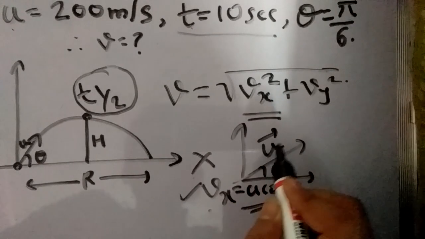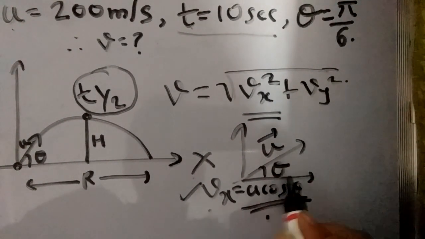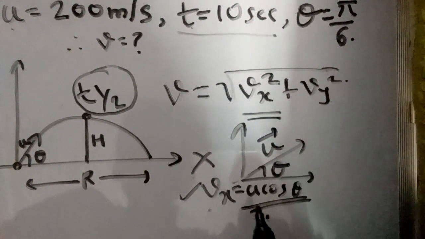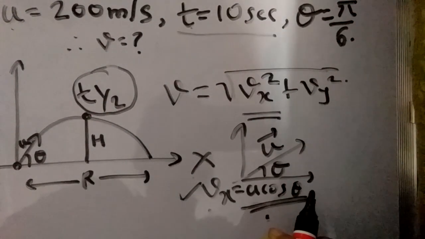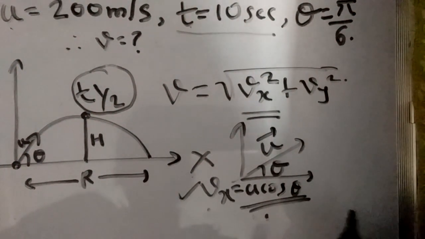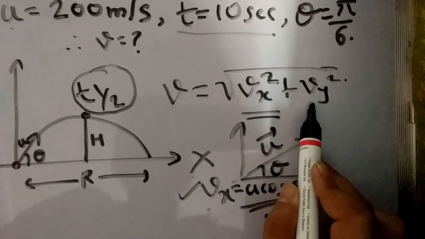If the initial velocity is u, and this is theta, then the x component is u cos theta, so vx is u cos theta and remains the same. So we know the value of vx. The second thing is we want to calculate the value of vy.